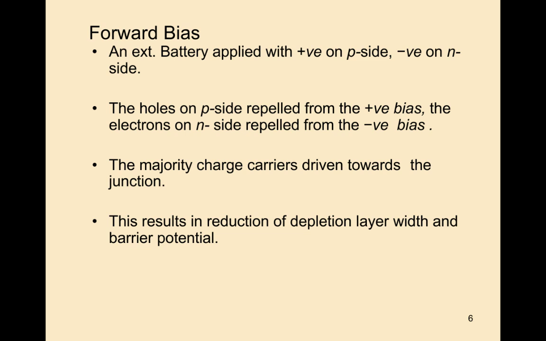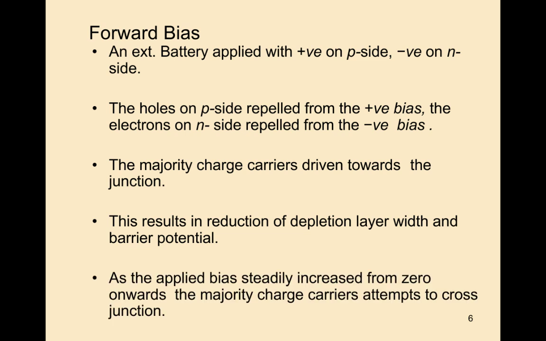It is a continuous flow. So when the voltage is greater than 0.3 volts for germanium and 0.7 volts for silicon, there is a current flow in the diode. This results in reduction of depletion width and barrier potential width. So by the repulsive force, the depletion layer width and barrier potential will be reduced in forward bias condition as the applied bias is steadily increased from 0 onwards.